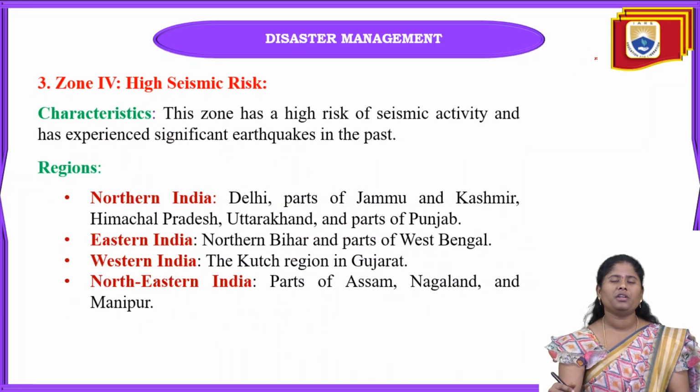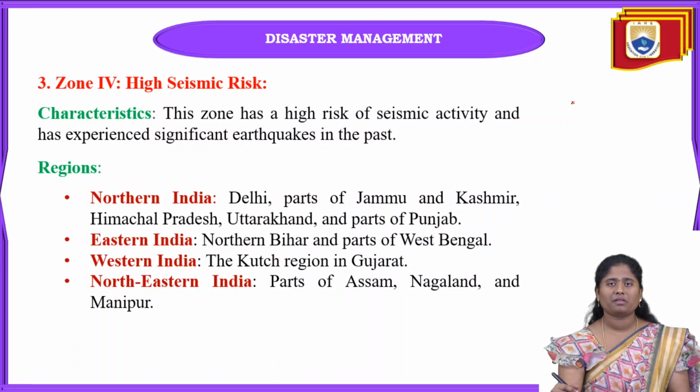And next one is zone 4 area. In this zone 4 area, there will be high seismic risk. Means obviously there will be so much damage in this area when any earthquake occurs. Almost all earthquake magnitudes will be above 5 only. Earthquakes of above 5 magnitude are going to occur in these areas.